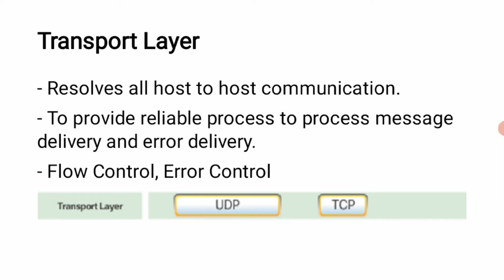UDP or the User Datagram Protocol is unreliable and connectionless. Examples are streaming media applications such as movies and online multiplayer games. Next is TCP or the Transmission Control Protocol, which is reliable and connection oriented. Examples are the www, HTTP, emails, and FTP.